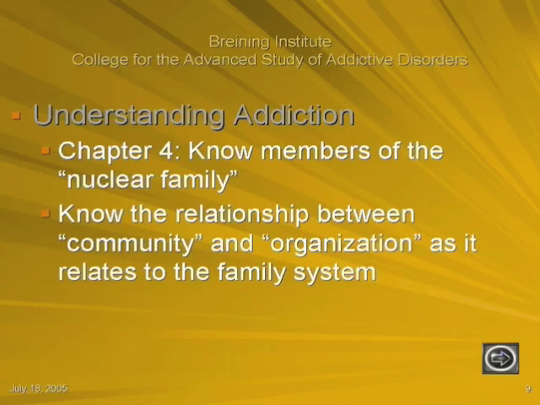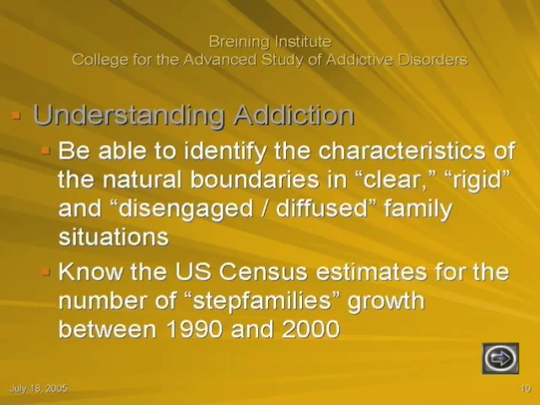Starting at page 37, know the individuals that make up the nuclear family. And then on page 38, know the relationship between the community and organization, the difference between a community and an organization. Know about a closed community, know about the subsystems such as marital, parental, and sibling subsystems. At page 41, know the examples of family and community boundaries, as well as the differences between a clear, rigid, and disengaged or diffused family characteristic and its boundaries.